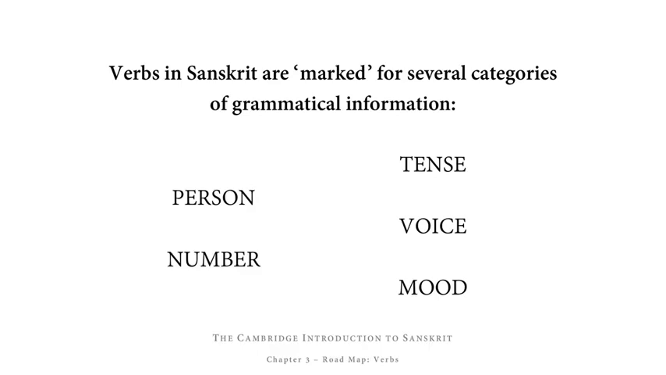We say that Sanskrit verbs are marked for, i.e. have visible features expressing several grammatical categories or categories of grammatical information, and these categories are called person, number, tense, voice, mood. And what we're going to be doing now is go through each of these categories and see what exactly they mean.